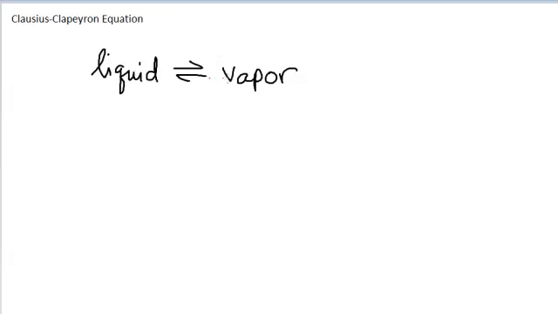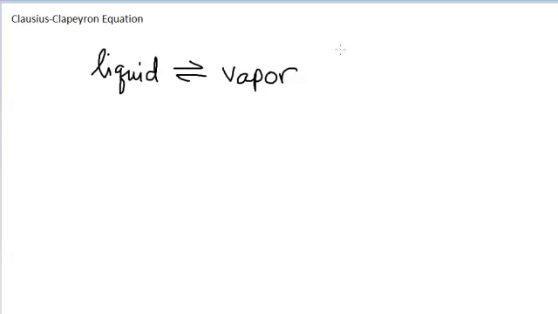And liquid and vapor are in equilibrium with each other, and it's a dynamic equilibrium in that even if it appears that the amount of liquid and the amount of vapor isn't changing, at equilibrium there's still some liquid going into the vapor phase and some vapor going into the liquid phase. It's just that these two processes are happening at the same rate so that it appears that nothing is changing.